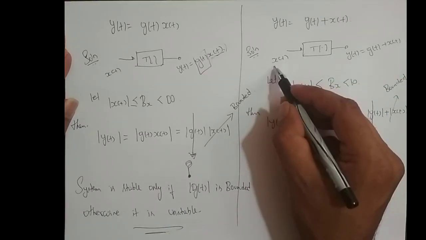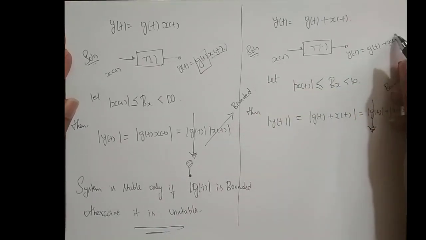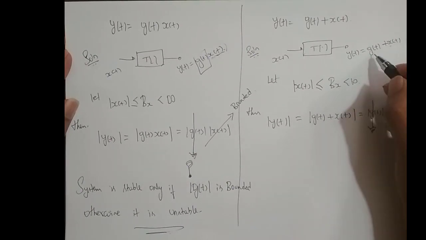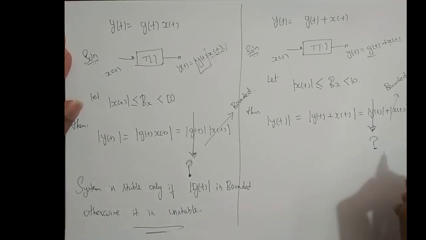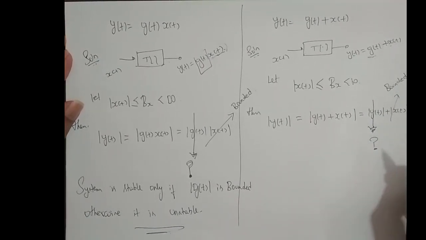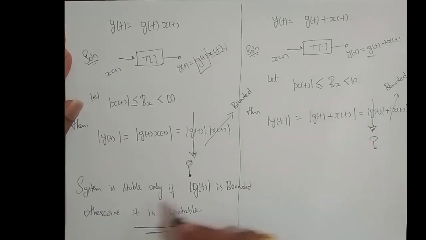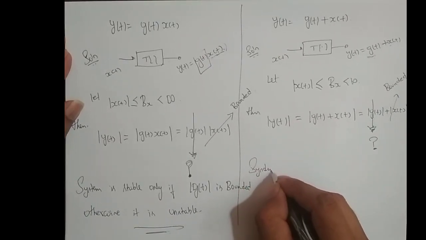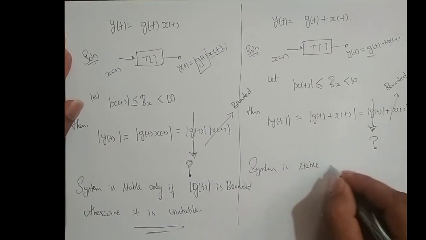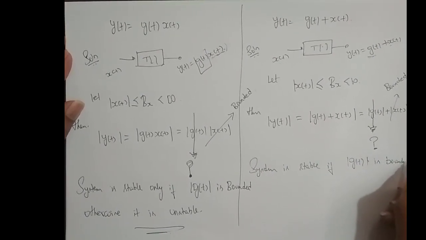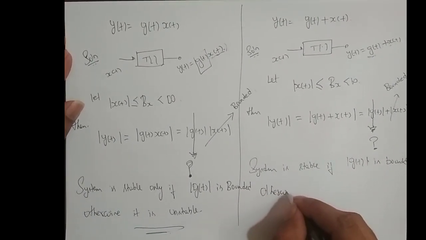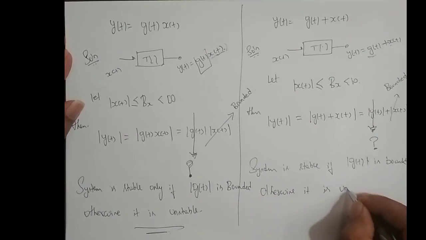Okay, before that, what is the system doing? If I feed bounded input, what is the output? That bounded input signal gets added with the g of t. And what kind of signal is g of t? We don't know. Therefore the stability of the system depends upon what g of t is. Same as this, right? System is stable if magnitude of g of t is bounded. Otherwise it is unstable.